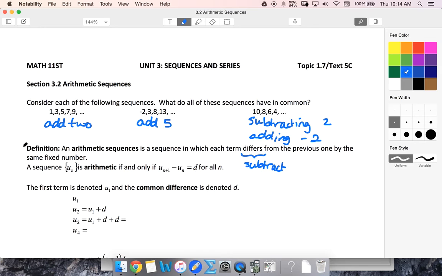So that's how we determine whether something is arithmetic. We subtract the previous term. So always we start with a later term and subtract the previous.